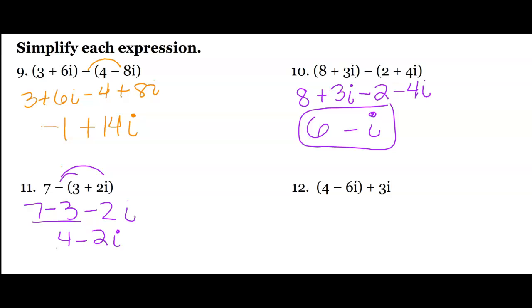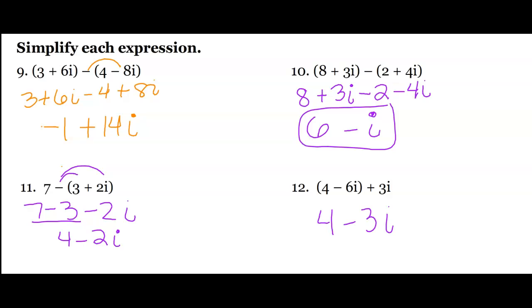Okay, number 12. There's nothing to distribute. You just drop your parentheses. And when I combine like terms, excellent. Because negative 6 plus 3 is negative 3i.